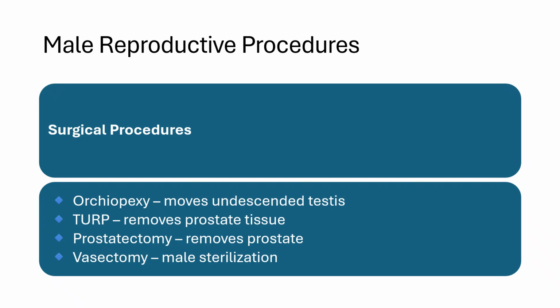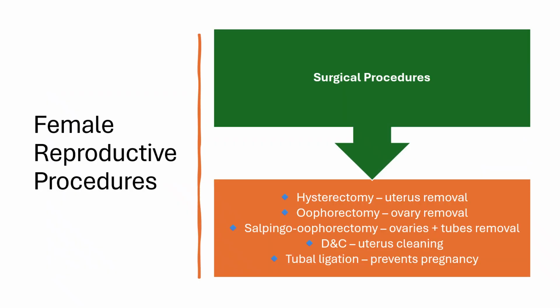These procedures treat problems in the male reproductive system, including prostate issues and fertility controls. These surgeries are done to treat disease, control bleeding, or prevent pregnancy.